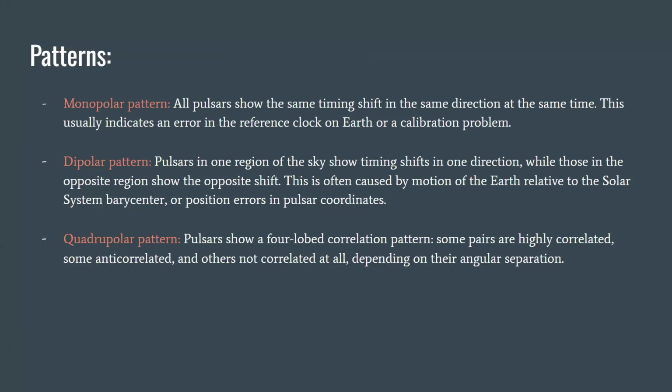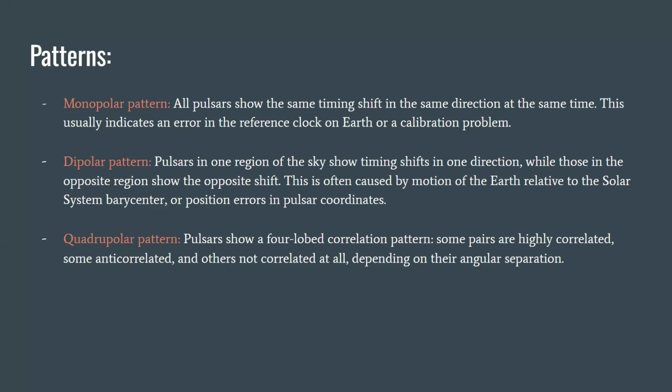The monopolar pattern is basically when the pulsars show the same timing shift in the same direction at the same time. This is basically when you have your clock set 2 minutes ahead, so it's basically a calibration problem. We also have the dipolar pattern, when pulsars in one region of the sky show timing shifts in one direction, while those in the opposite region show the opposite shift. For example, if we have Earth wrongly centered, we have Earth here, but we are here, this will be wrong, and this will be wrong as well. So this one will actually take a shorter time than we predicted, and this one will take a longer time than we predicted. As I said, different directions.